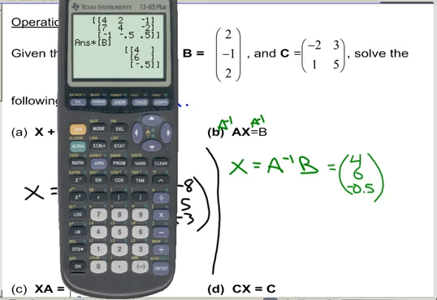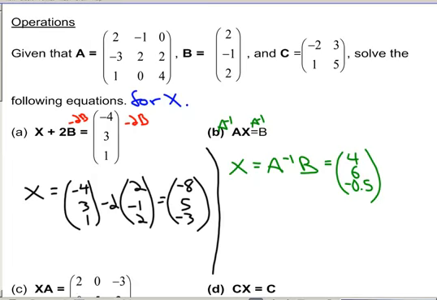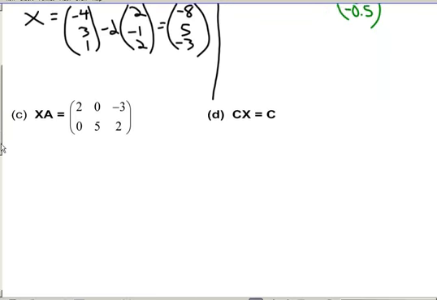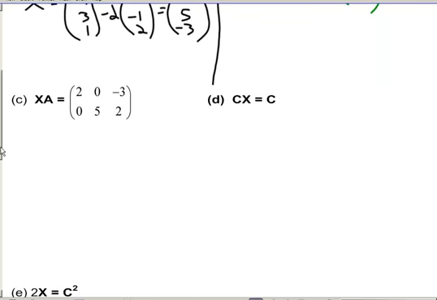Okay, moving on. The next one looks pretty similar. But in this case, we have XA equals this matrix that's given. Well, to get rid of the A, we're going to have to post-multiply both sides by the inverse of A. Okay, so the big deal is here, you're multiplying A inverse at the end.